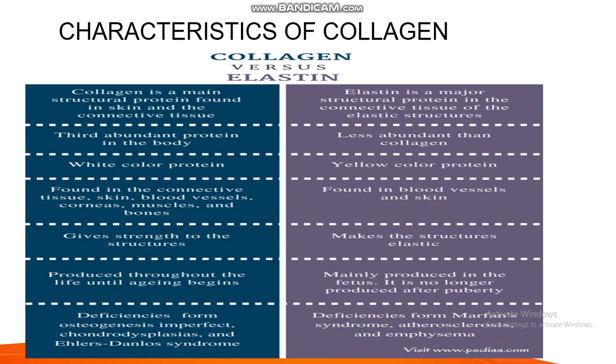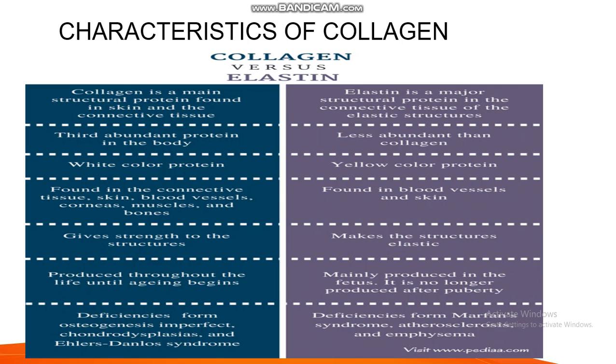Connective tissue is made up of cells and extracellular matrix. The dominance of the extracellular material is a special feature that distinguishes connective tissue from other types of tissues. Connective tissue cells are derived from mesenchymal cells, as we all know.